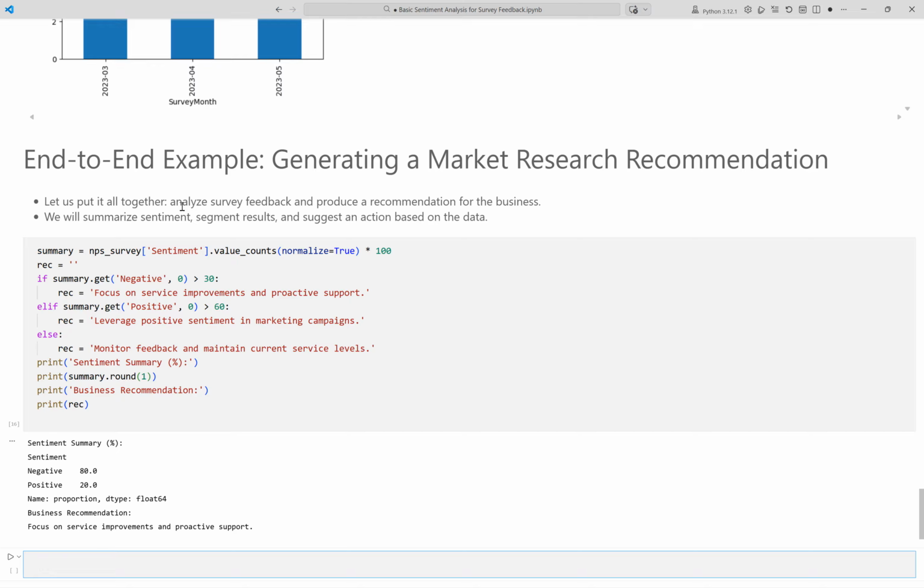Congratulations on completing this hands-on sentiment analysis for market research. Try applying these techniques to your own company survey data.